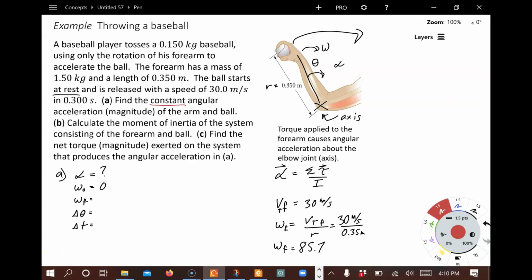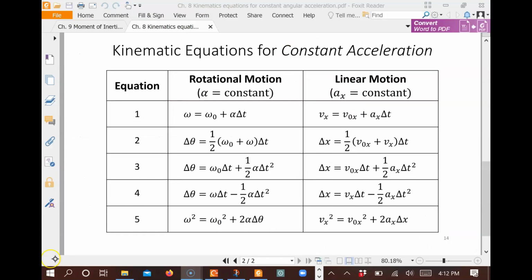85.7. Now we cancel the meters out. We have 1 over seconds. We need to add back in radians, the dimensionless unit. So we've got 85.7 radians per second. We've got 2 things out of 5. We need to find a third one. Aha, here it is. The total time there, 0.3 seconds. Now we're going to need to find an equation that we can use to solve for alpha. We don't know delta theta and we're looking for alpha, so equation 1 is the choice that we're going to use here.